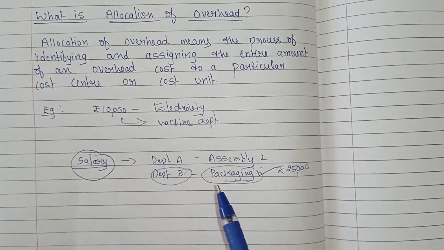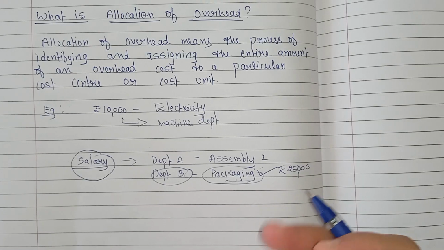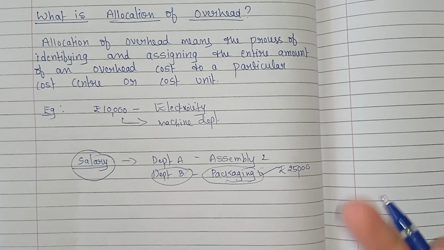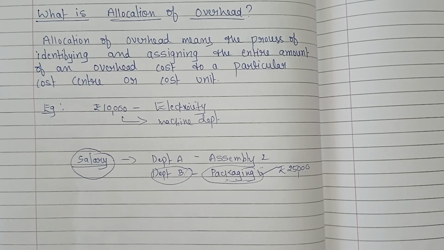So in our next video we will understand apportionment of overheads, which is about dividing a common cost between multiple departments. So allocation means what? Assigning the whole cost to a single cost center. That is what allocation of overhead is.